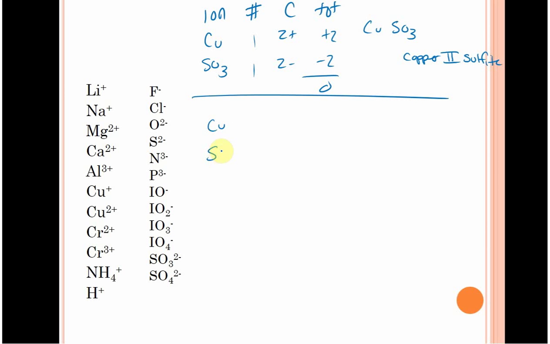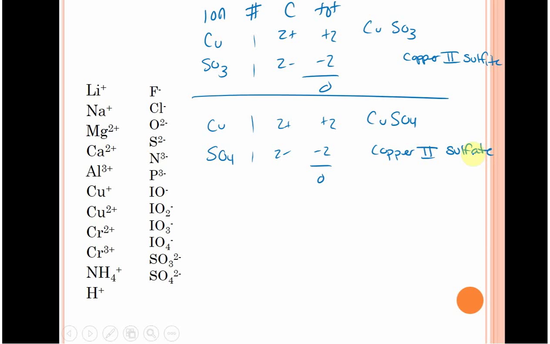Copper with sulfate. This is 2 plus, 2 minus. CuSO4 is copper 2 sulfate. Okay. Now, hopefully you're starting to see the trend.